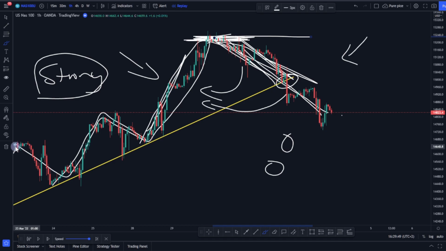And then one thing that a lot of traders will do, let me just clear something here so that you can see.